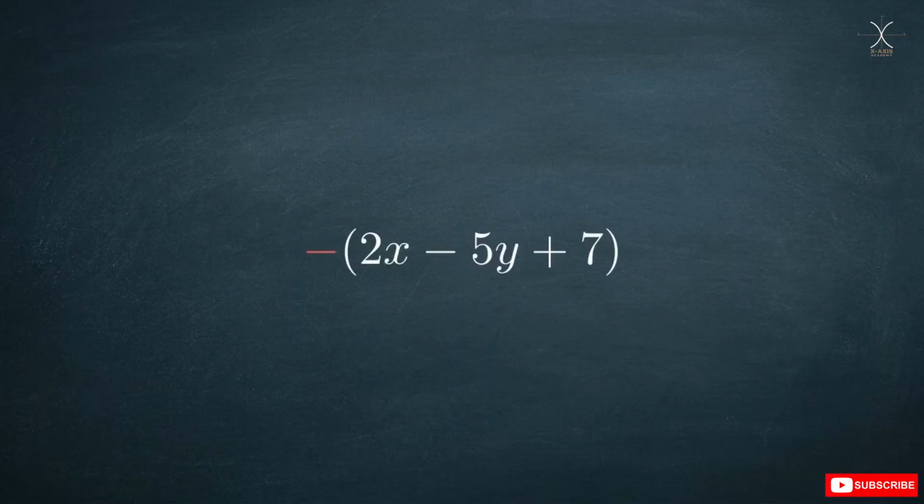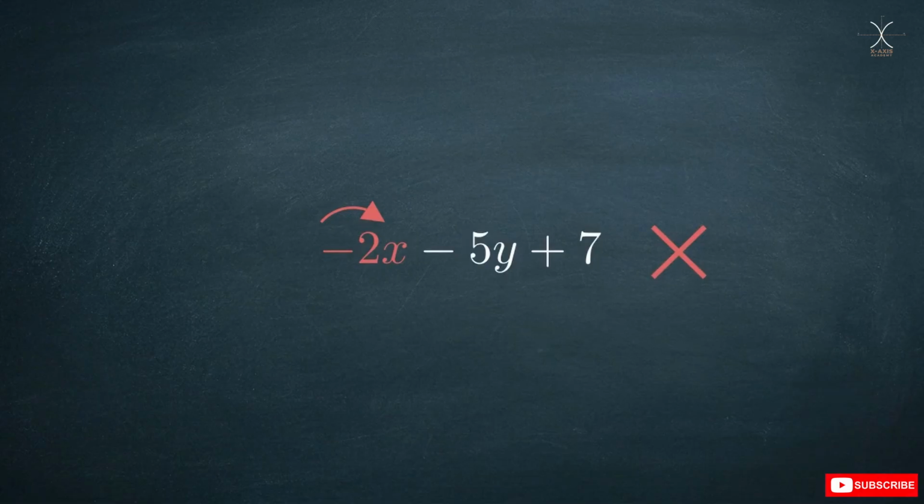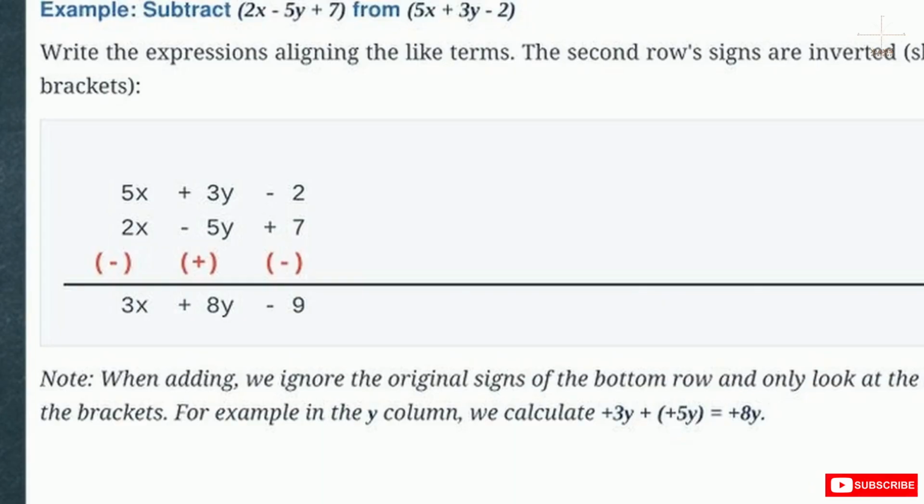This is where most errors happen. It's easy to remember to change the first sign, but many people forget to distribute that negative to every other term in the parentheses. We can structurally prevent that mistake by using the column method.